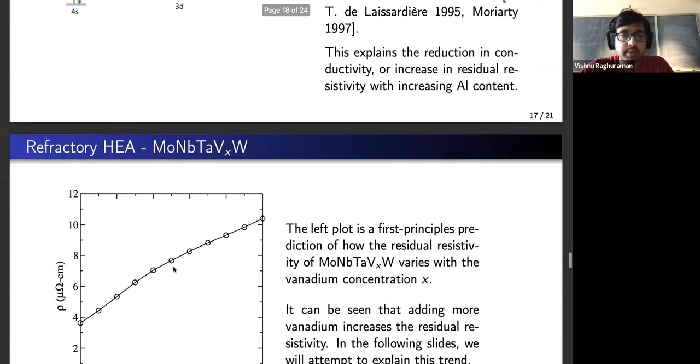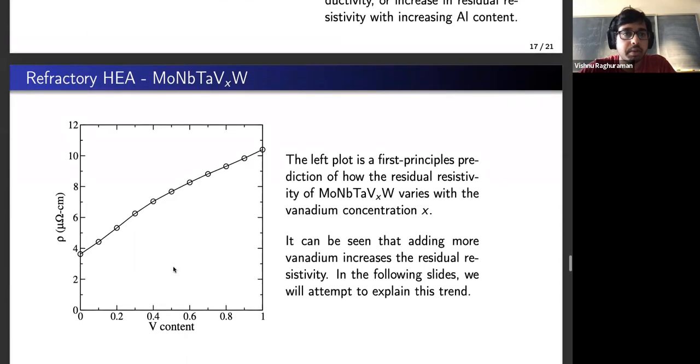For the next system, we studied this refractory high entropy alloy, which is molybdenum, niobium, tantalum, vanadium, and tungsten, as you increase the vanadium concentration. In this case, again, this is a single phase BCC, so there's no multi-phase behavior here. And we're seeing an increase in the resistivity as you increase vanadium.